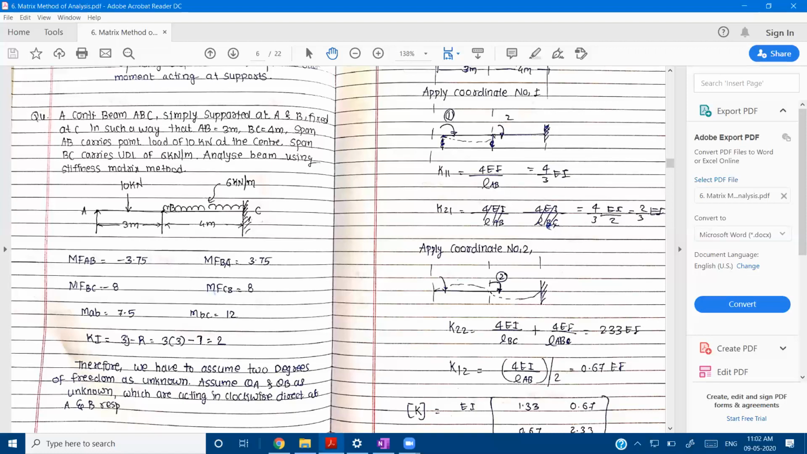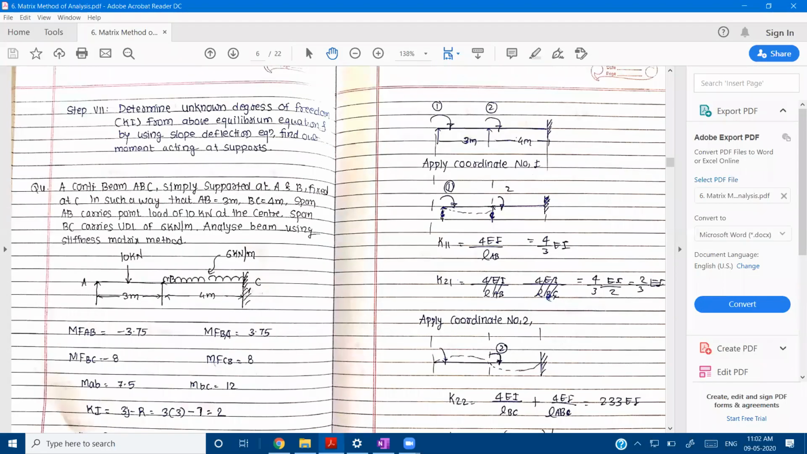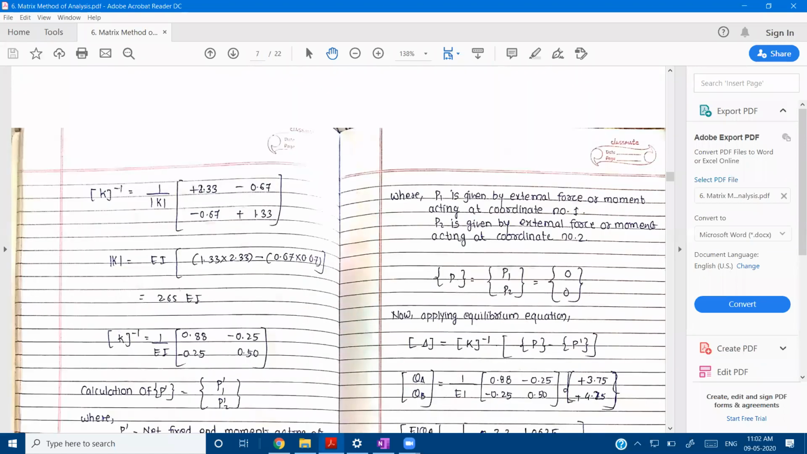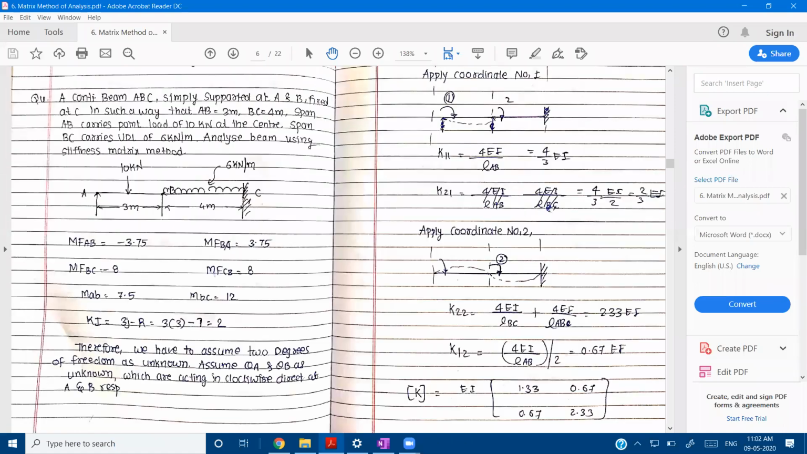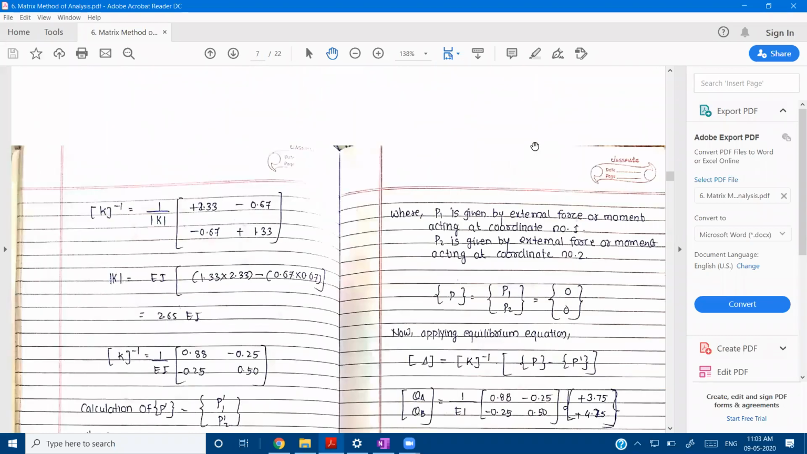Okay, so this is how you have to solve a problem by using the stiffness matrix method. In this, what is the important part? First, finding out the K matrices, and next finding out the P and P dash vectors. That is the only important part here. After that, whatever you have solved is nothing but your application of the slope deflection equation. If you apply the slope deflection equation, you will get the final moment values like this.